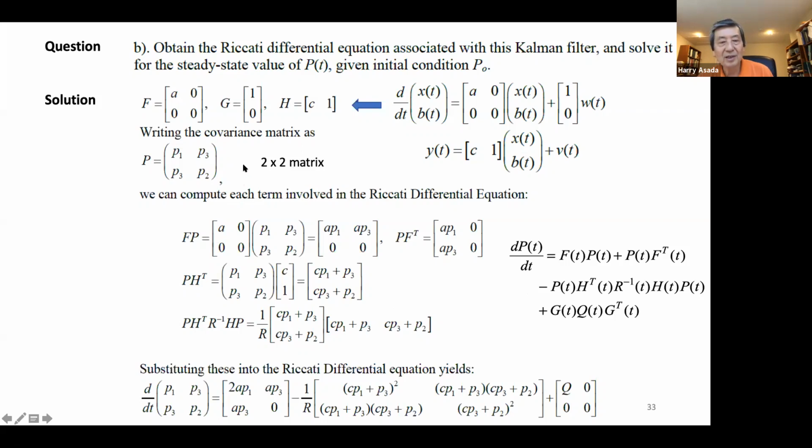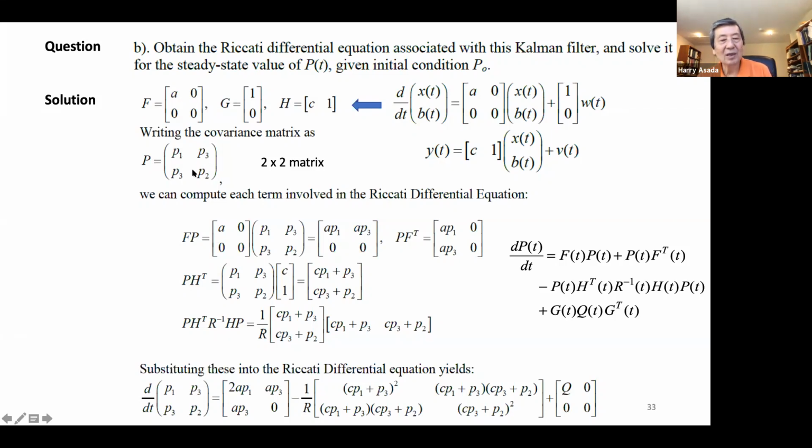H transpose is basically H, which is this, sitting here in the C1, and that creates this vector. And then sandwiching that from both sides together with the R, that part becomes this. This is actually this part, okay? And represented this way. So putting it all together, we have this 2 by 2 matrix differential equation. So remember that P is written this way.